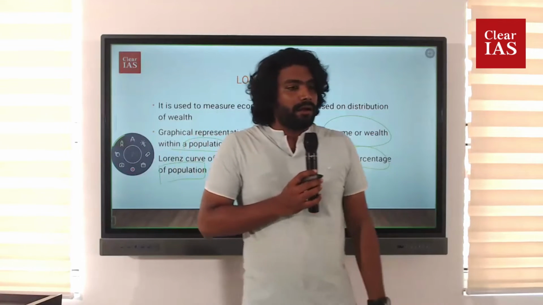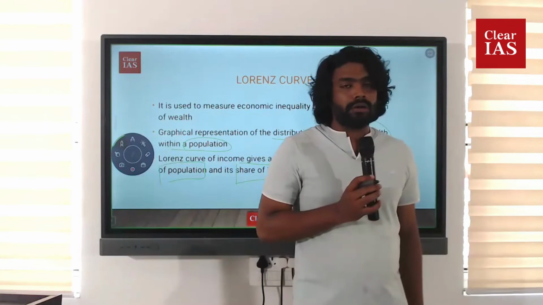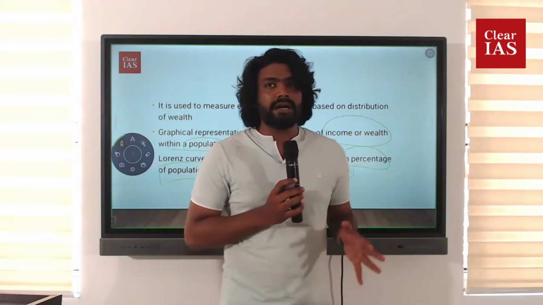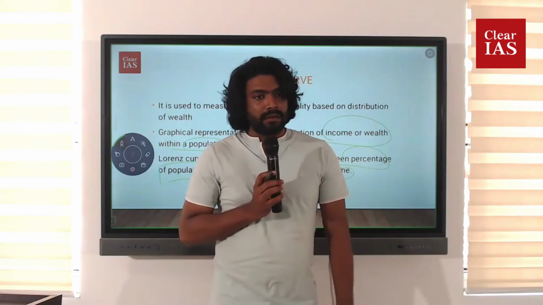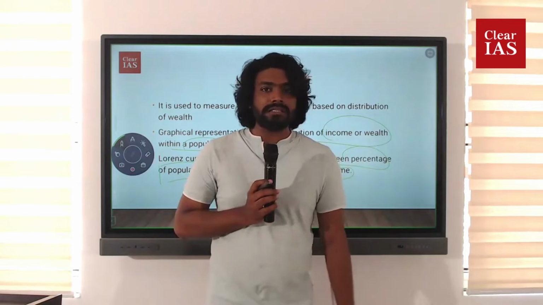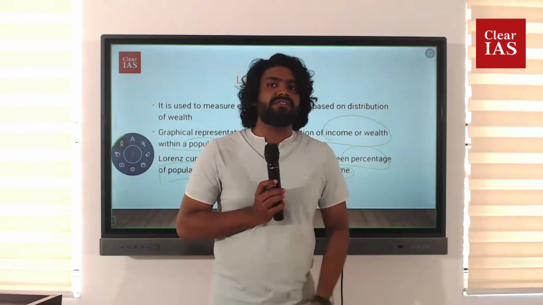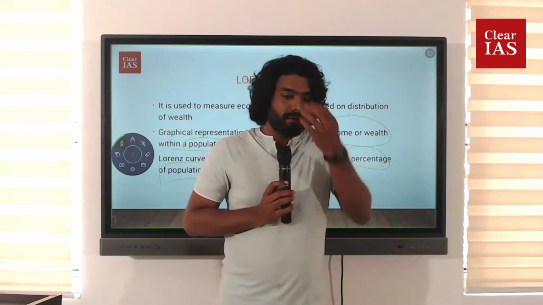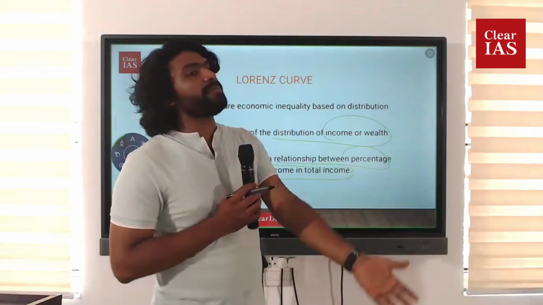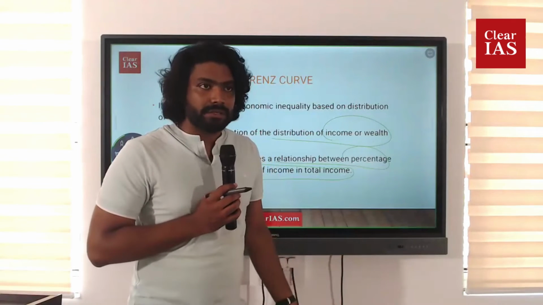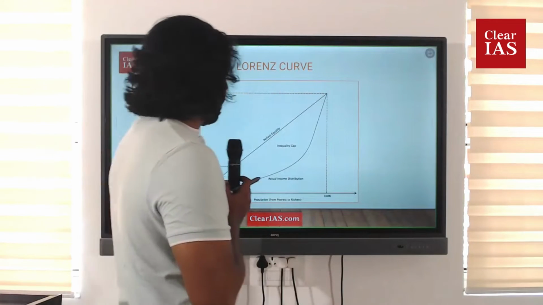For example, if there are 100 people in a nation, and 100 crore is the GDP of that country, how well is the 100 crore divided? If each person gets 1 crore, it is equally divided. That is, 100% of the population has 100% of the wealth. So this plots how the distribution is happening among the population. This is the Lorenz curve.